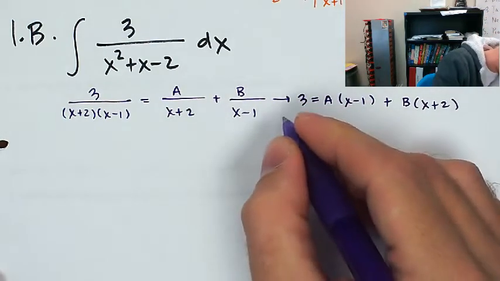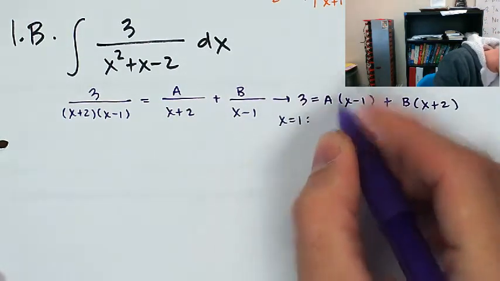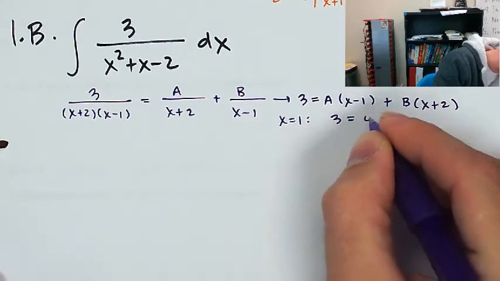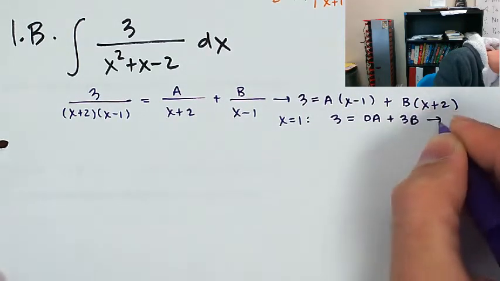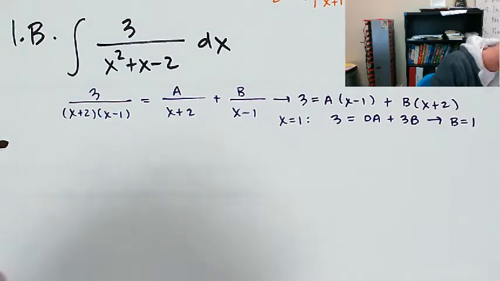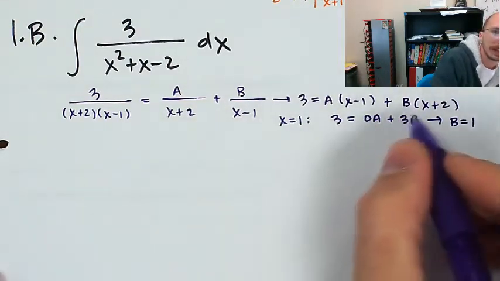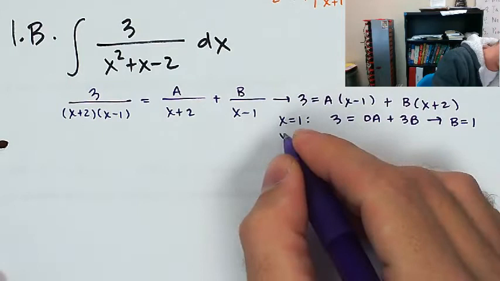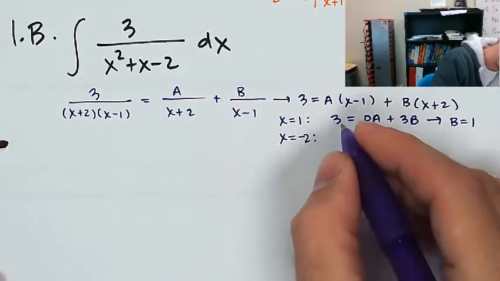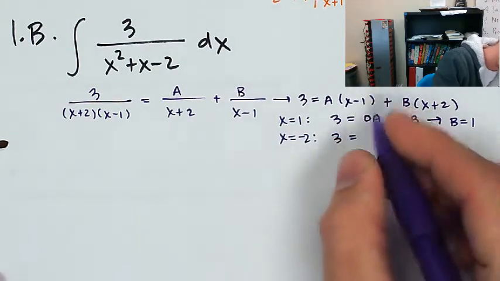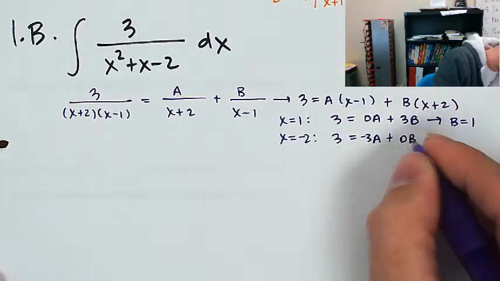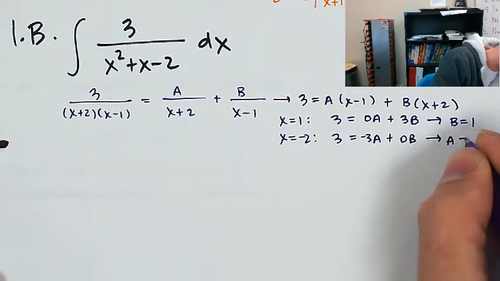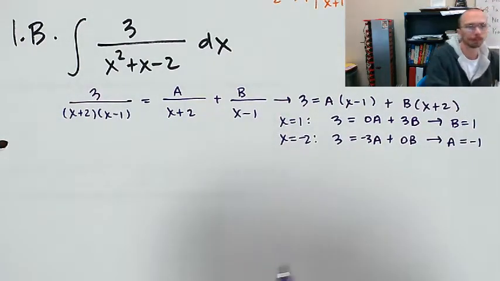I'm going to let x equal 1, and that will give me 3 equaling 0a plus 3b. Now that tells me that b is going to need to equal 1. If I let x equal negative 2, then I'll have 3 equaling negative 3a and 0b. So that feels to me like a is going to be negative 1.